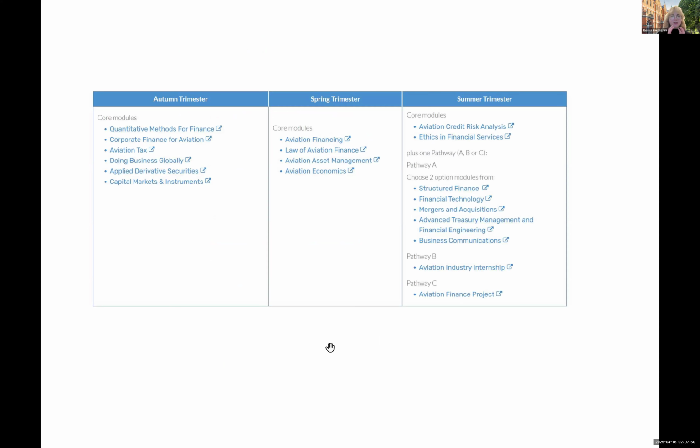So you will have some specific courses that you attend by yourself as a student in aviation finance, for example, corporate finance for aviation and tax. But for example, capital markets instruments, quantitative methods, and applied derivative securities are with other students in finance. The spring term is just for courses about your specialization. For the summer trimester, you will have two different paths. One is if you decide to take other courses, and the second is if you decide to take an industry project.